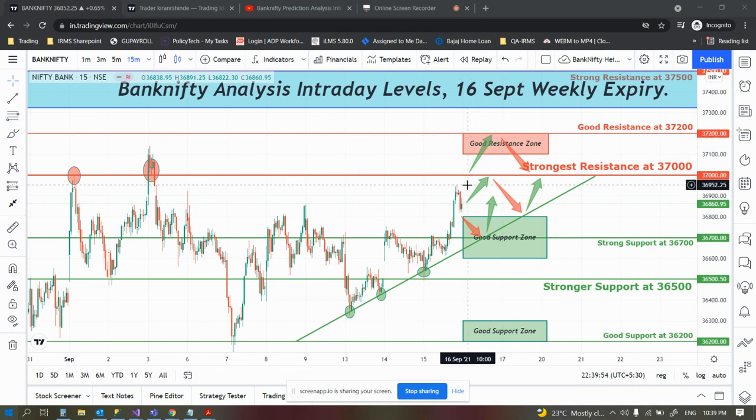Okay, so if we consider the scenario of market opening on a flat, then first resistance level would be 37,000. If the market holds around this particular level and then breaks this level, then more chances of hitting the target of 37,200. Second, if it opens gap up, so keep this in mind.